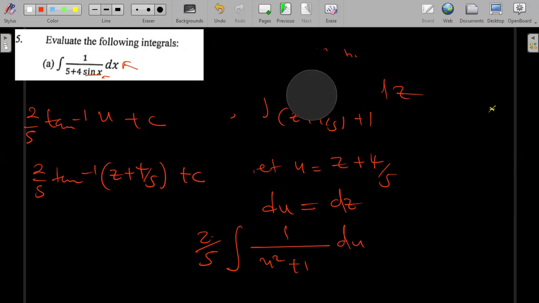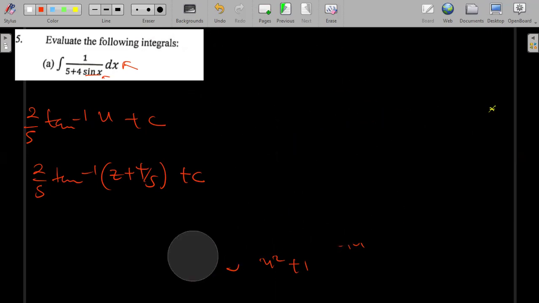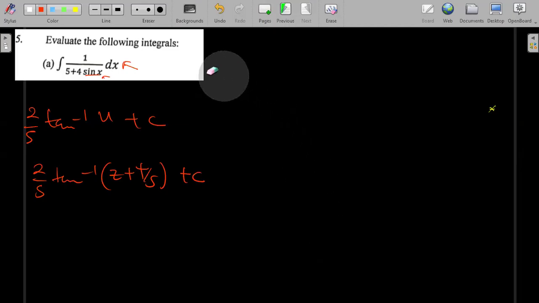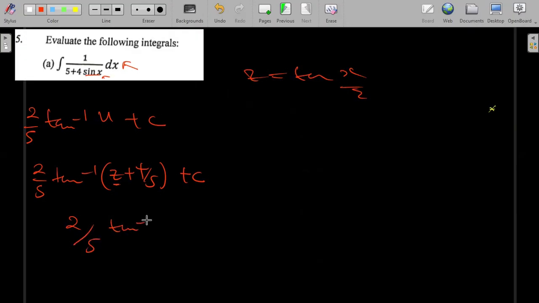Then I know again I can replace back my z. My z is just tan x over 2. So z, as we said, is tan x over 2. So I can replace where there is z. Then I have 2 over 5 tan inverse, then where my z is, I'll replace that. That is going to be tan x over 2.